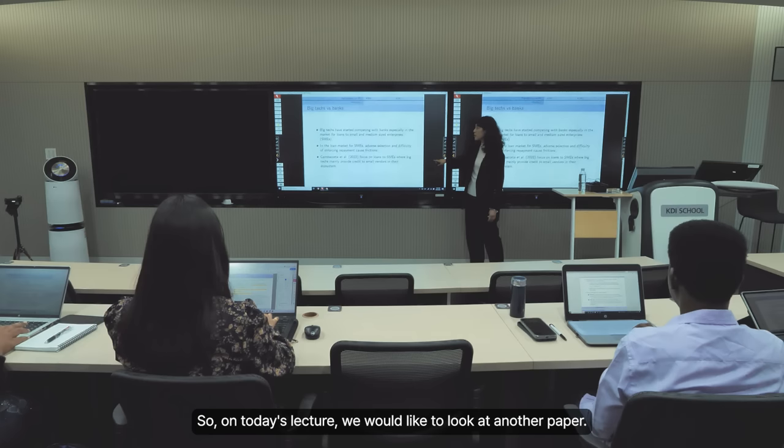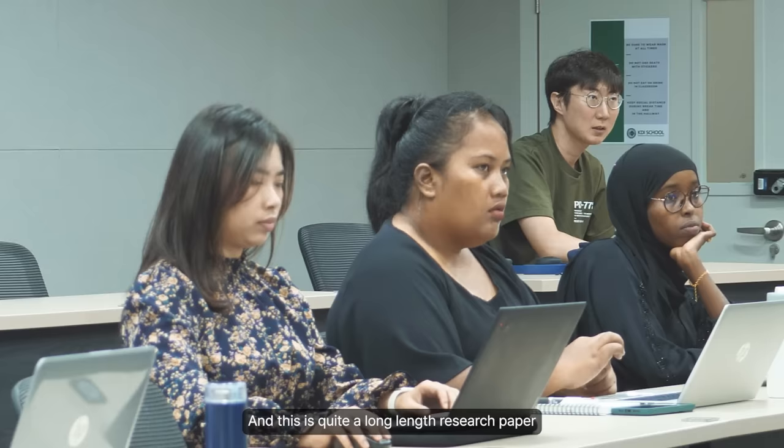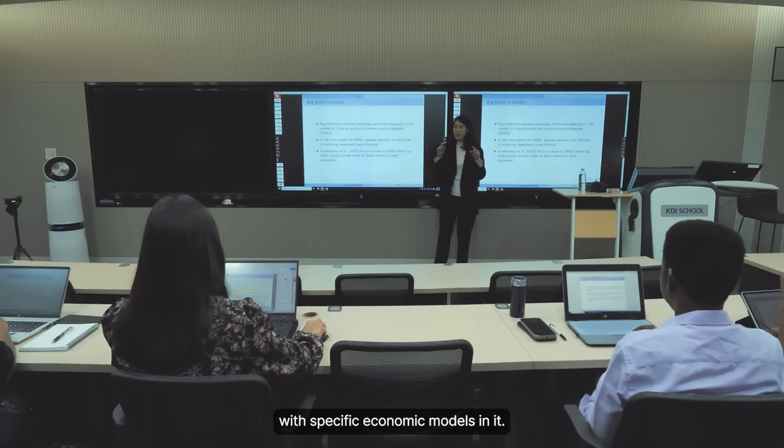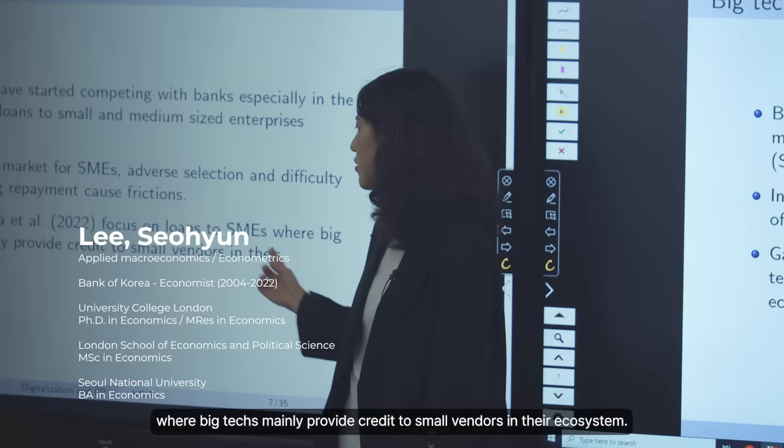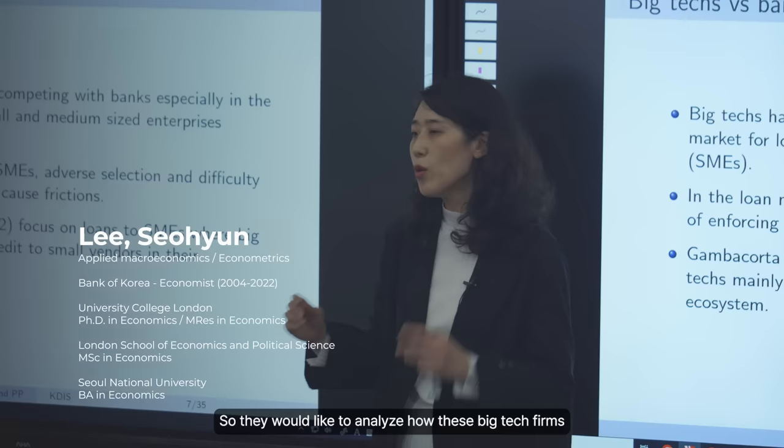Today's lecture, we would like to look at another paper. And this is quite a long research paper with specific economic models in it, to explain the loans to SMEs, where big techs mainly provide credit to small vendors in their ecosystem. So they would like to analyze how these big tech firms had some advantages against the traditional banks.